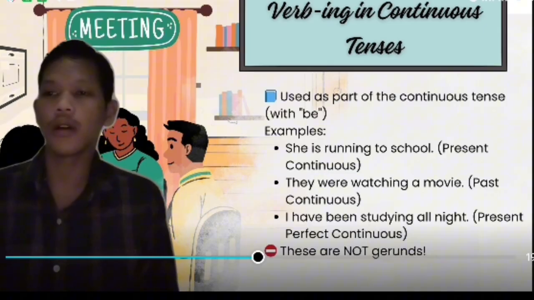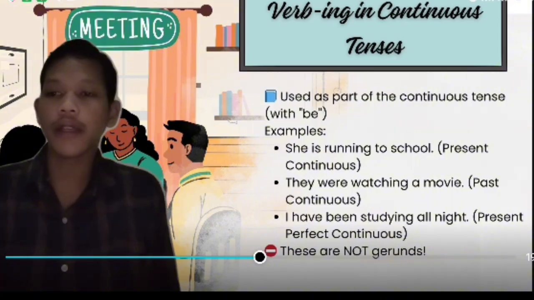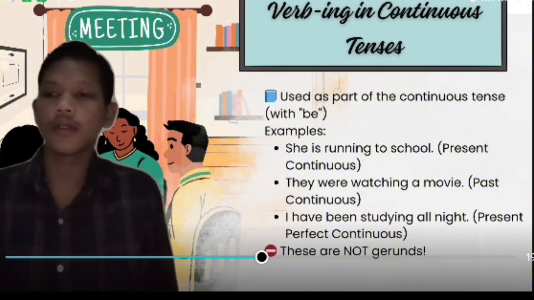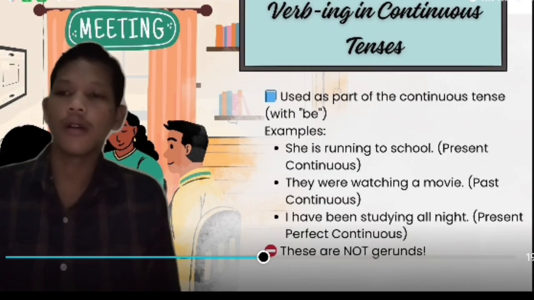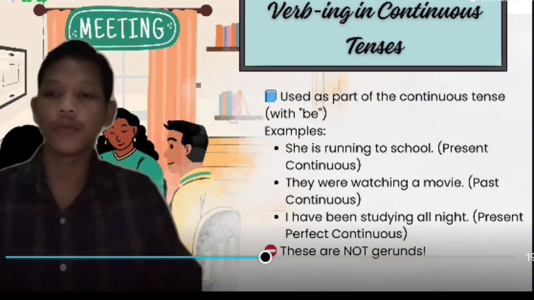So jadi ini murni structure tense ya. Is running here is present continuous, and was playing here is past continuous. So don't confuse this with gerunds.